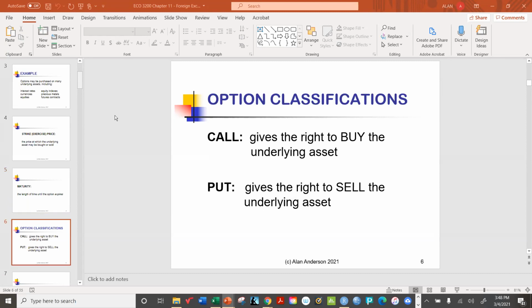So it turns out that the option that gives you the right to buy something is known as a call option. And the option that gives you the right to sell something is called a put option. Now, again, I do not know the origin of these names, but this is what they're called on Wall Street. And so just remember, call means buy, put means sell.